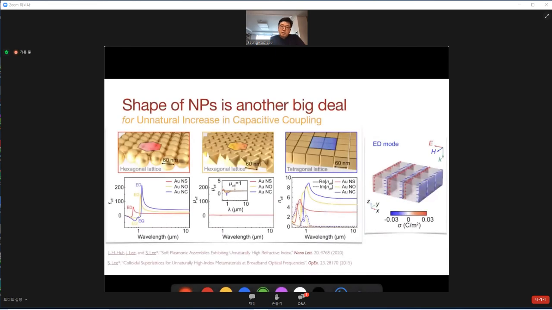Another piece of evidence for the capacitance dependency of this behavior is changing the shape of each meta-atom, because the capacitance depends on the interfacial area between the conductive units. From sphere to octahedron to cube, you can see the interfacial area increases. So what we expect is that the accessible electric dipole resonance can be further enhanced.